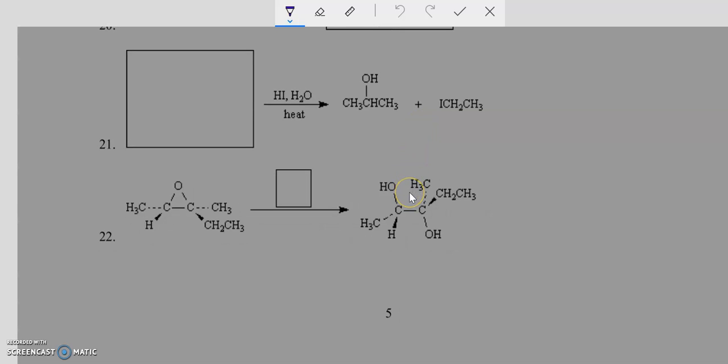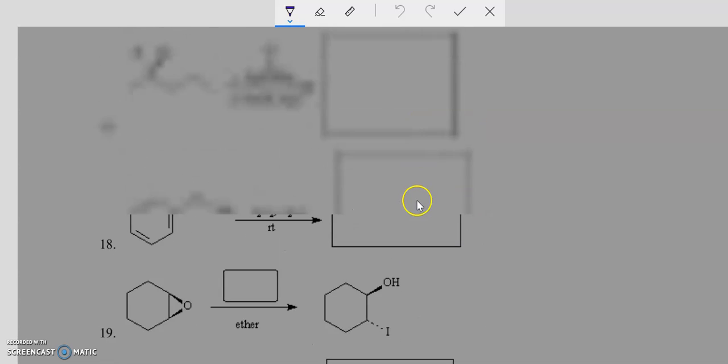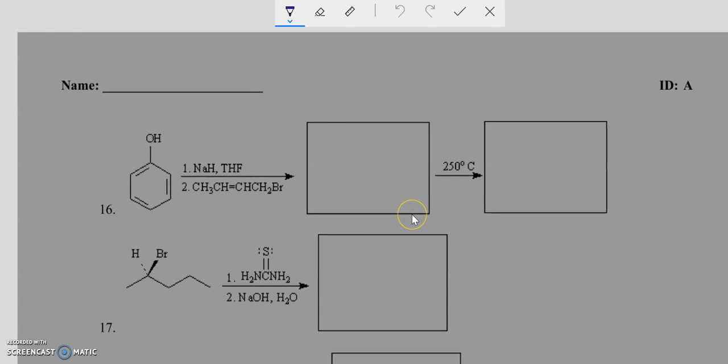All right, so let me see. We have over 23 questions in this one. So let's do 16 here. First, once you have sodium hydride, it's going to react with this OH, so you're going to get rid of this hydrogen, and then you're going to make an alkoxide, right? This is step 1.